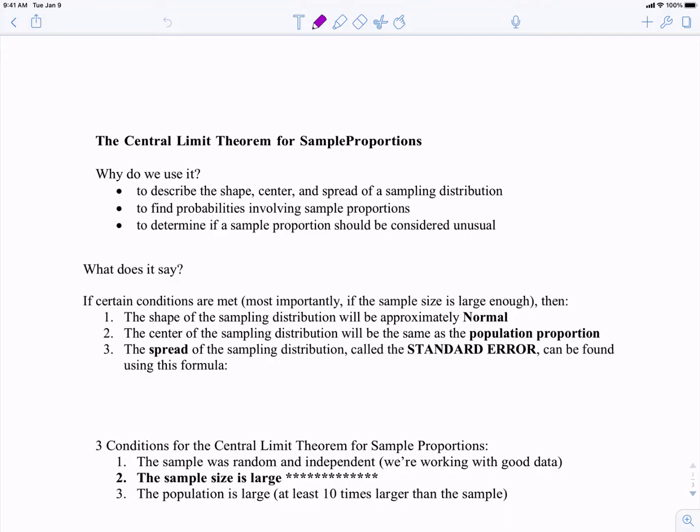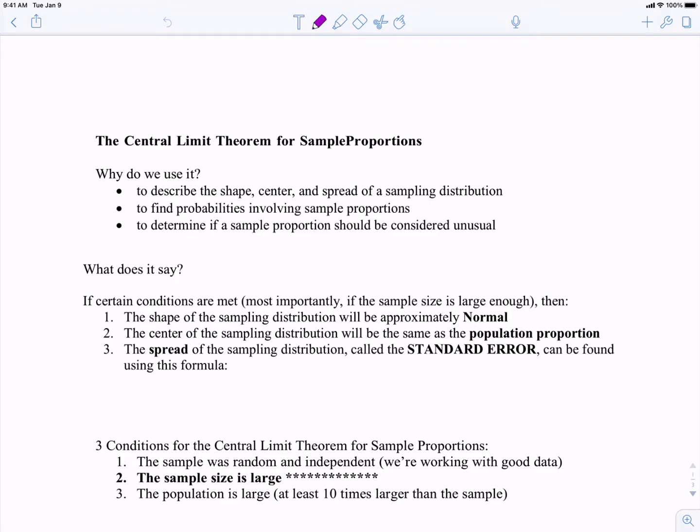The central limit theorem for sample proportions. Why do we use it? There's three reasons we would use this theorem: to describe the shape, center, and spread of a sampling distribution, to find probabilities involving sample proportions, and to determine if a sample proportion should be considered unusual. So what does the theorem say?